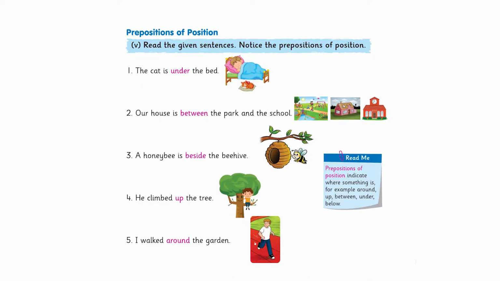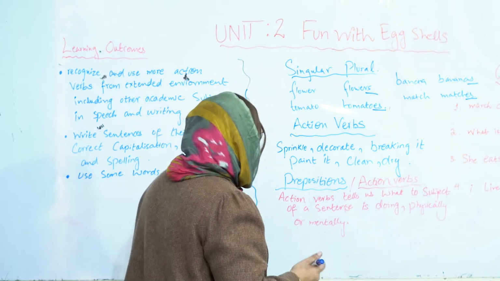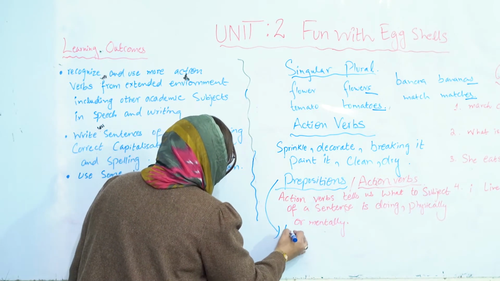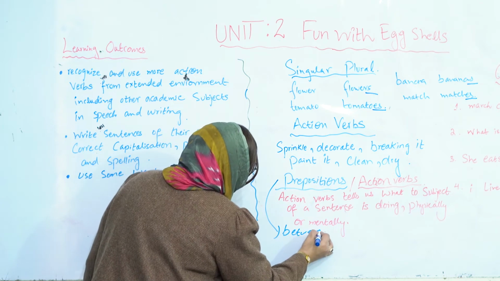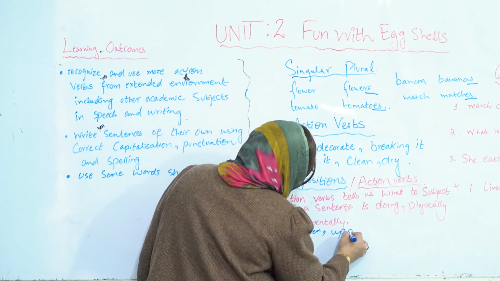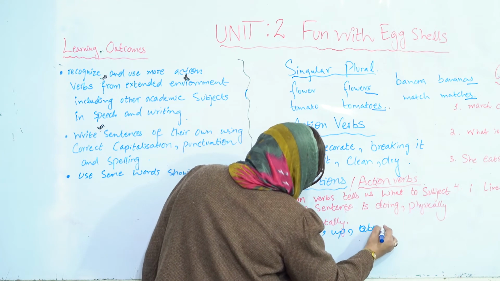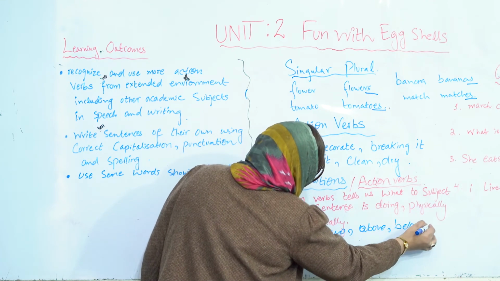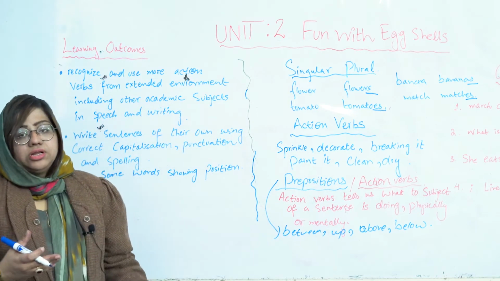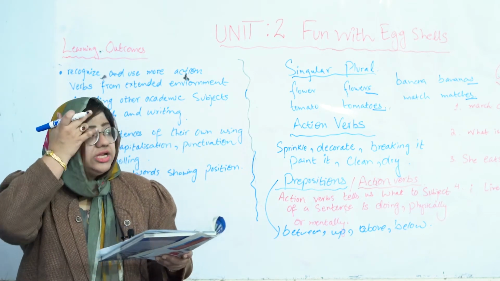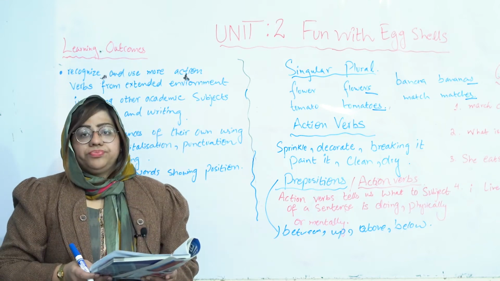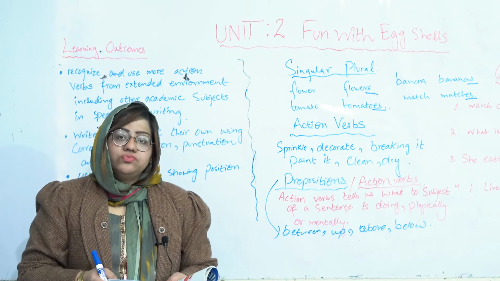Look at this. Notice the prepositions. Prepositions of position indicate where something is. For example, around, up, between, under, and below. Prepositions show that something is between, something is going to happen up, above, below. These kinds of expressions and positions indicate prepositions, and prepositions are linked with the action verbs.